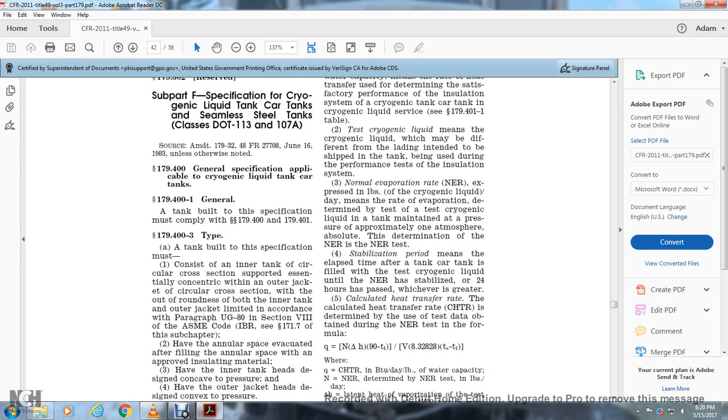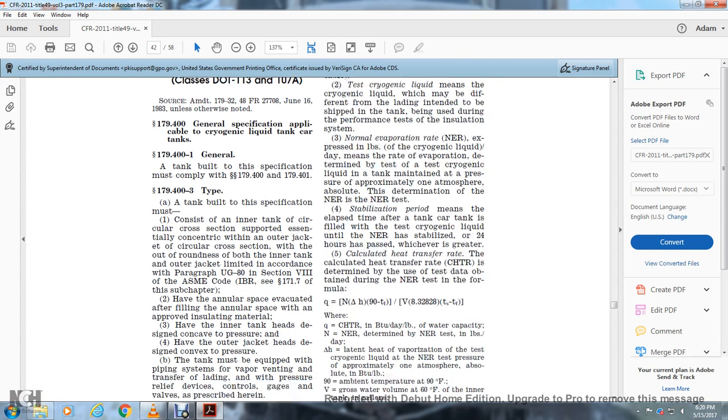The tank built with the specification consists of the inner tank with the circular cross-section, supported with the essential crown section, with the outer jacket, circular cross-section, with the outer roundness of both the inner tank and the outer tank limited to the corners with the paragraph UG-80 in section 8 of the ASME code. They have the annular space evacuated, with the annular space for the insulation material.